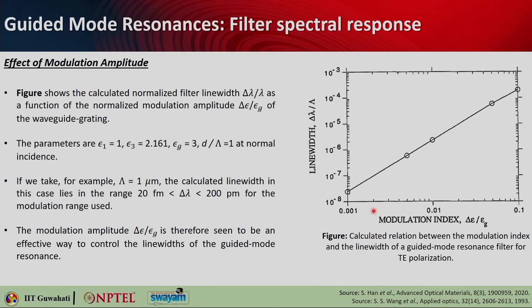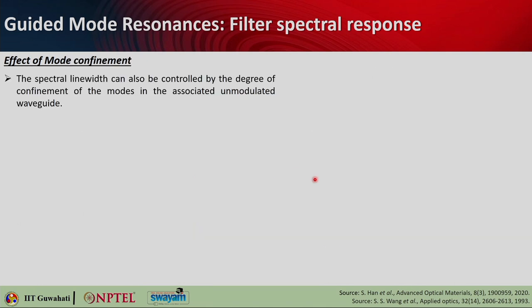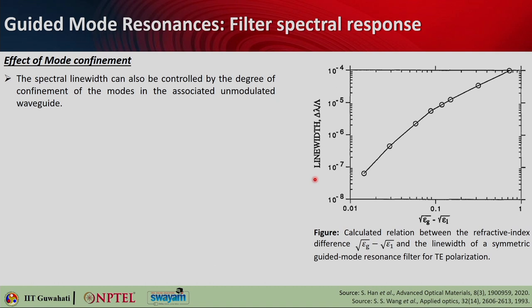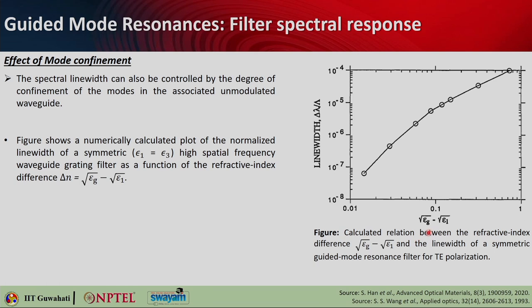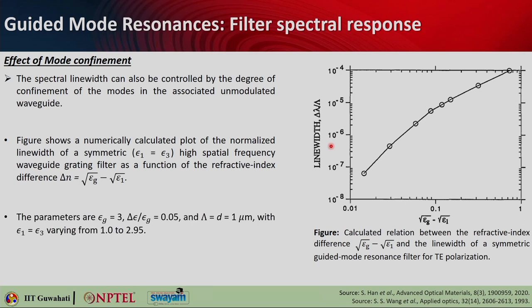You can understand how narrow these resonance filters are, and they are very high quality resonances. This is a graph that tells you what kind of modulation you should have for what kind of line width. You can also think about the mode confinement from this graph. It allows you to see that the spectral line width can also be controlled by the degree of confinement of the mode in an associated unmodulated waveguide. So if you don't have modulation, you can think of an effective unmodulated waveguide, and this figure shows the numerically calculated plot of normalized line width. Here you are taking a symmetric case, but you are considering the difference in refractive index to be your x-axis, and you are varying the line width. You are varying the parameter from 1 to 2.95. This is the epsilon 1 that you are varying, and this is how you get this variation.